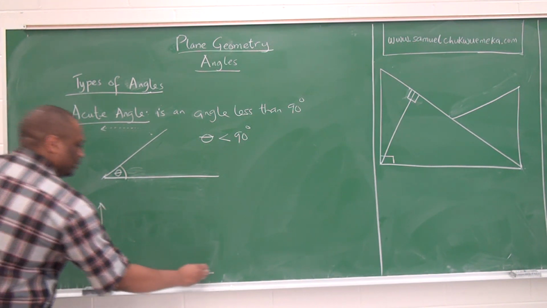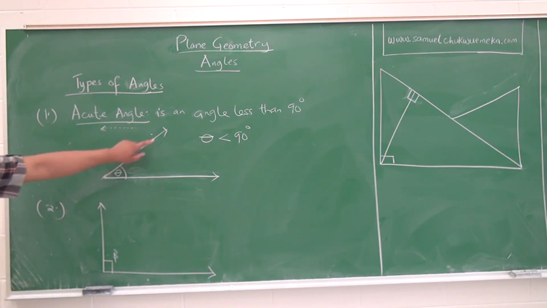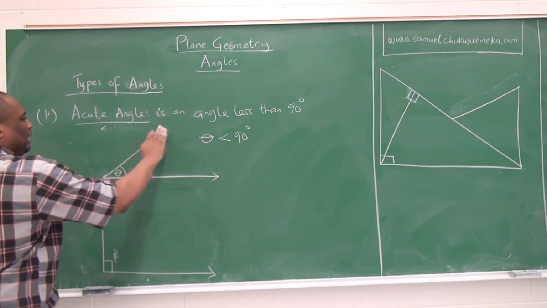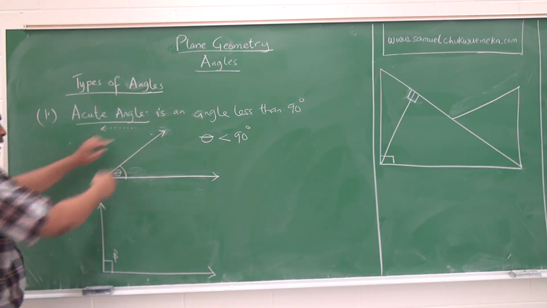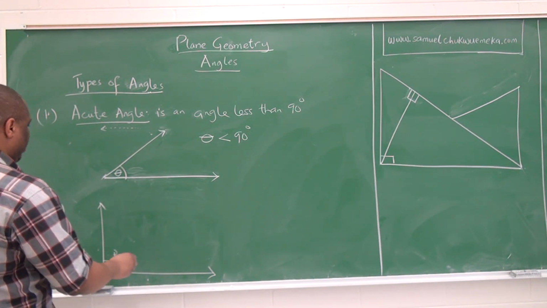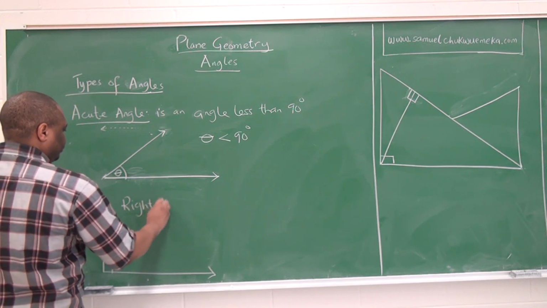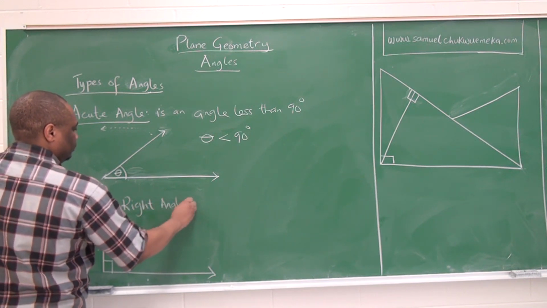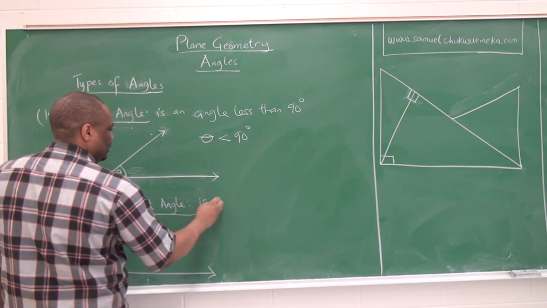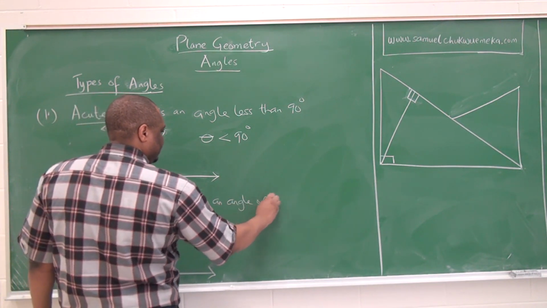Let me put these arrows to denote the rays. Let me repeat. Assuming you keep moving this backwards, you now have a straight vertical with a straight horizontal, beta. This is what we call a right angle. A right angle is an angle of 90 degrees.